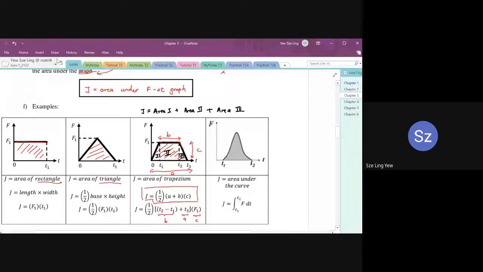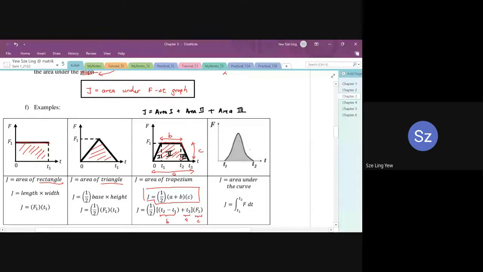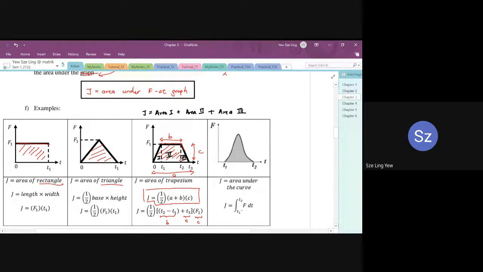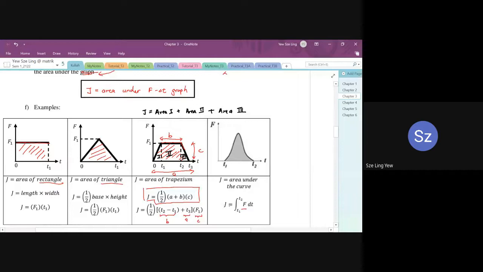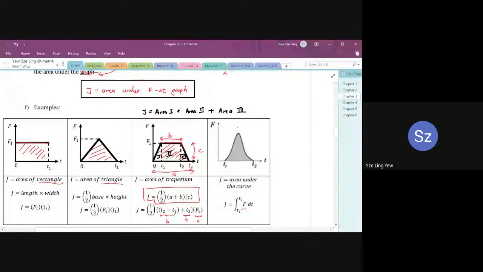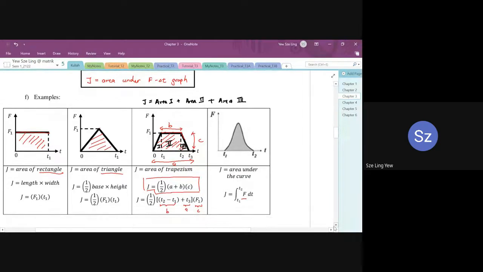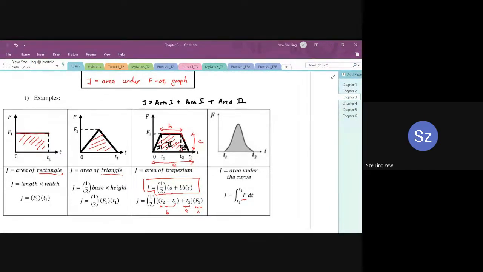All right, and then the next one is a curve graph. For a curve graph, we just use the area under the curve. So in this case, you are going to integrate the equation. If you are given an equation for F, then you integrate the equation for F. So J equals the integration of F dt. So that is the last graph, the graph with no fixed shape.